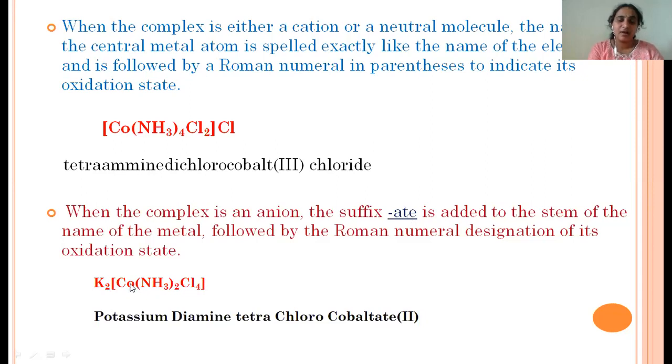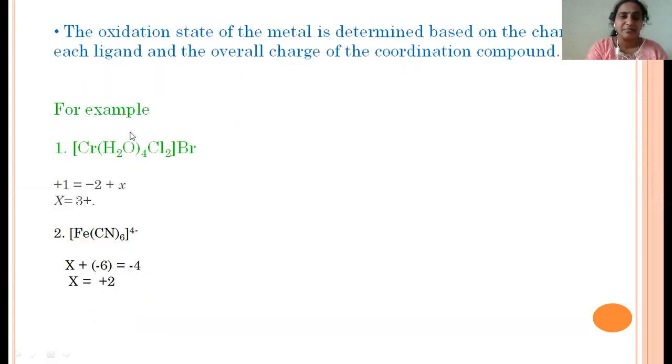And what is the charge of this complex? Here +2 and -4, so the metal will get +2, and we write that in brackets. So what is the difference between these two complexes? Here the sphere is negative, hence we add ate as a suffix to the metal. Whereas for a cationic sphere or neutral sphere, we need not add any suffix to the metal. We write the metal name as it is.